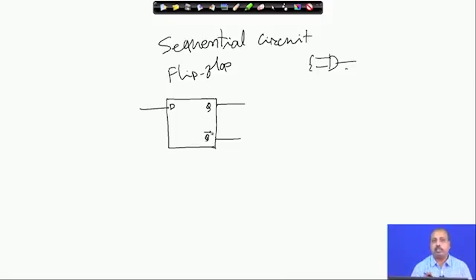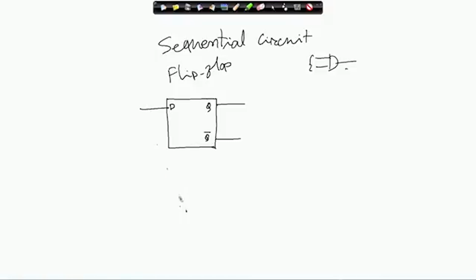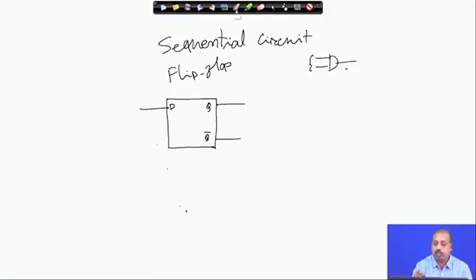Now, in some cases you may not find the Q bar output explicitly, but it is there in many cases. So, Q and Q bar are there, but some logic libraries may not have the Q bar output. Another very important input that we have here is the clock signal. This clock signal controls the operation of this flip flop.